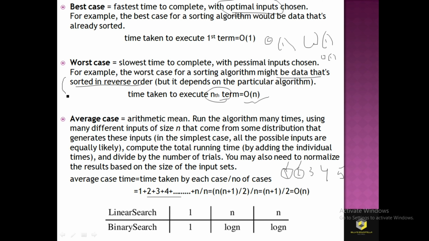The worst case and average case time complexities are almost equal, but in some cases they might not be equal. Here I consider linear search, whose time complexity for the best case is 1, the average case is n, and the worst case is also n. Similarly for binary search, it is 1 for the best case, log n for the average case, and log n for the worst case.